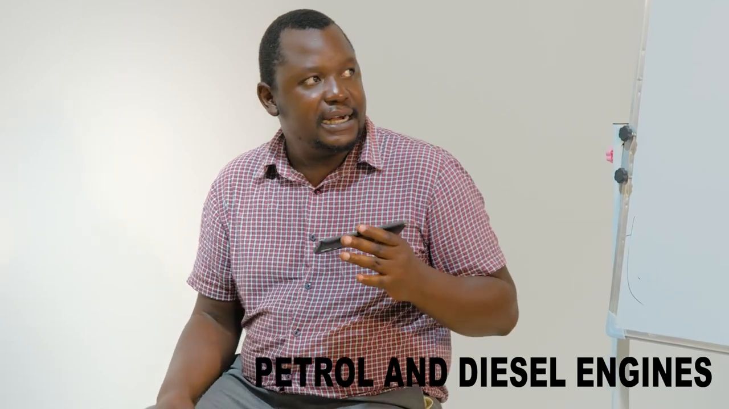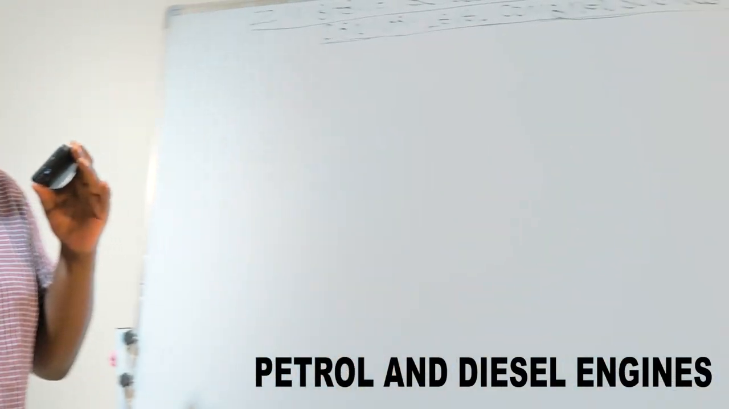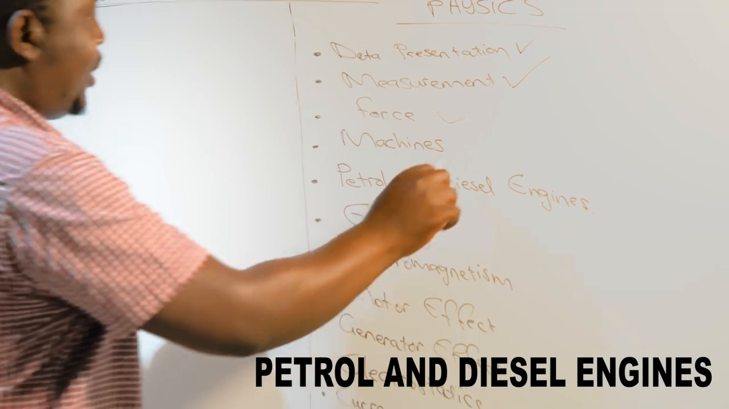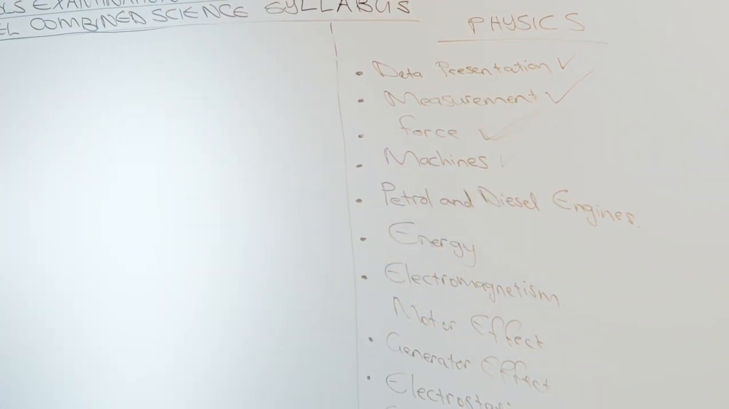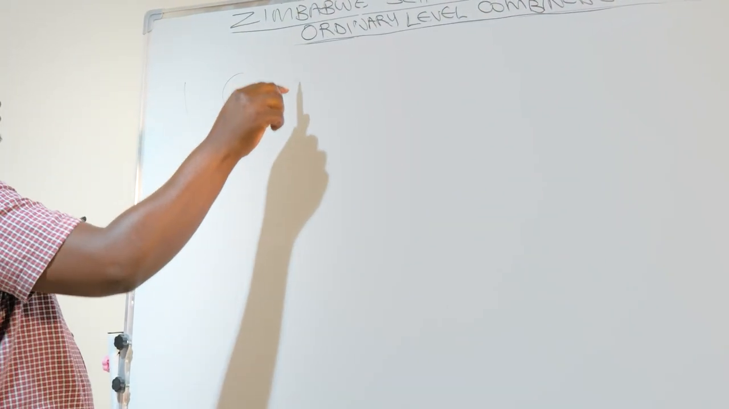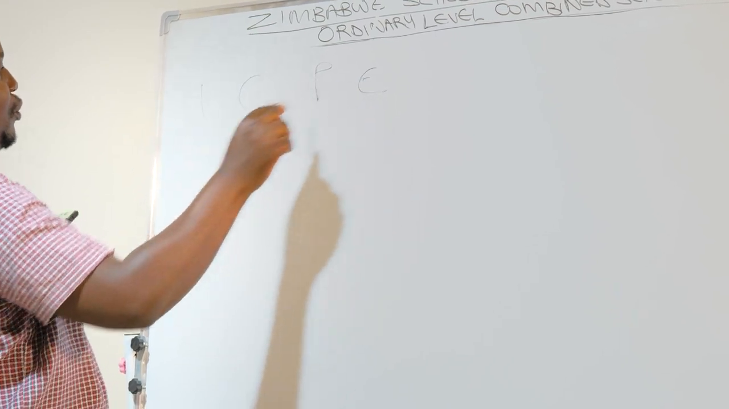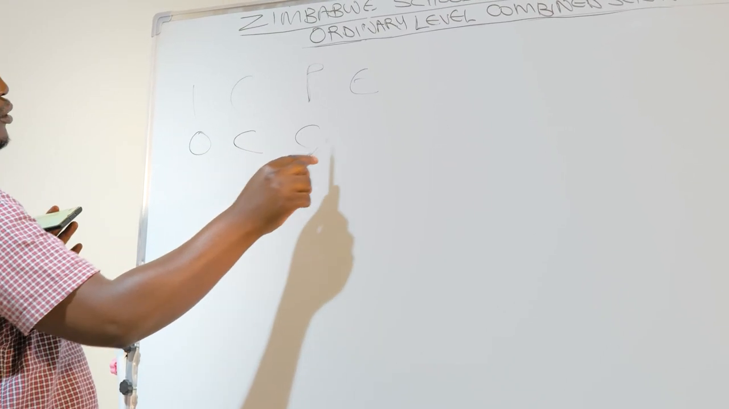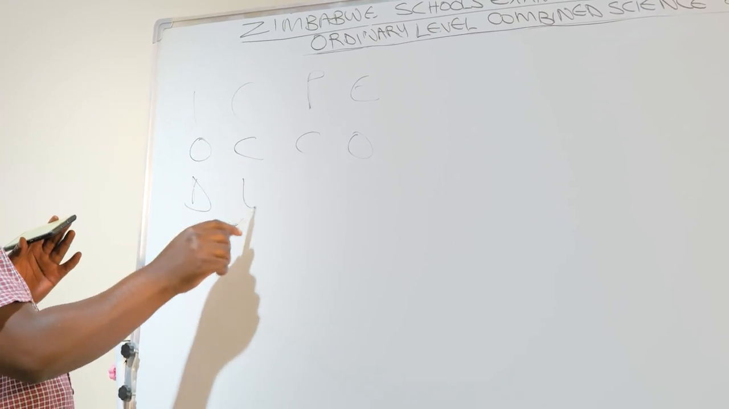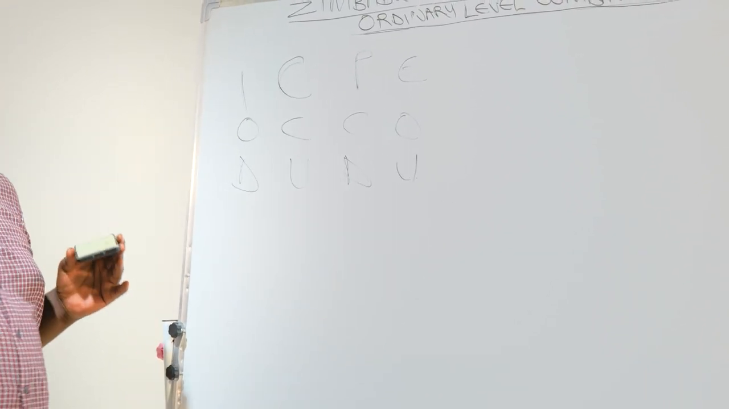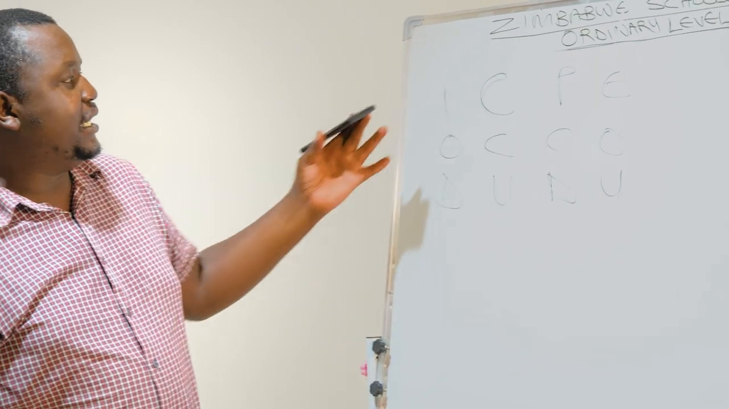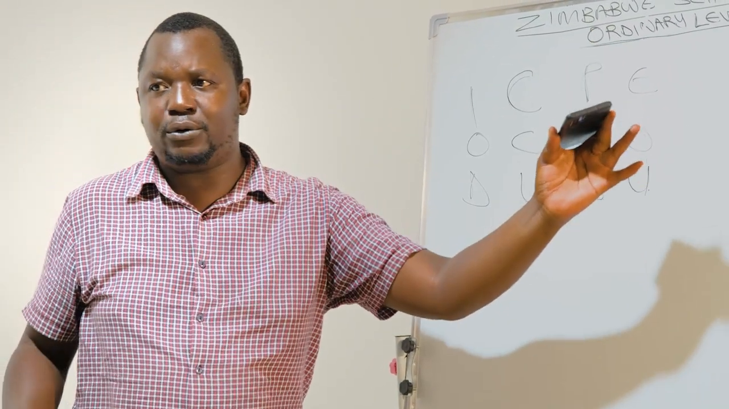And then, right, next concept, petrol and diesel engines. A memorization technique: I can pass English, oko dudu. This is the operation of a four-stroke petrol engine. I can pass English, oko dudu: intake, compression, power, and exhaust.